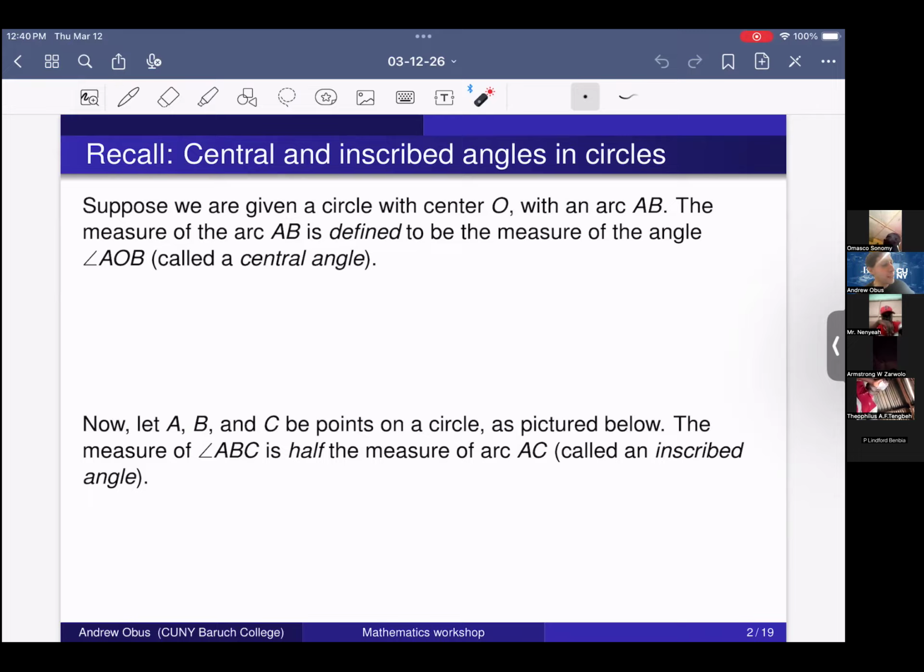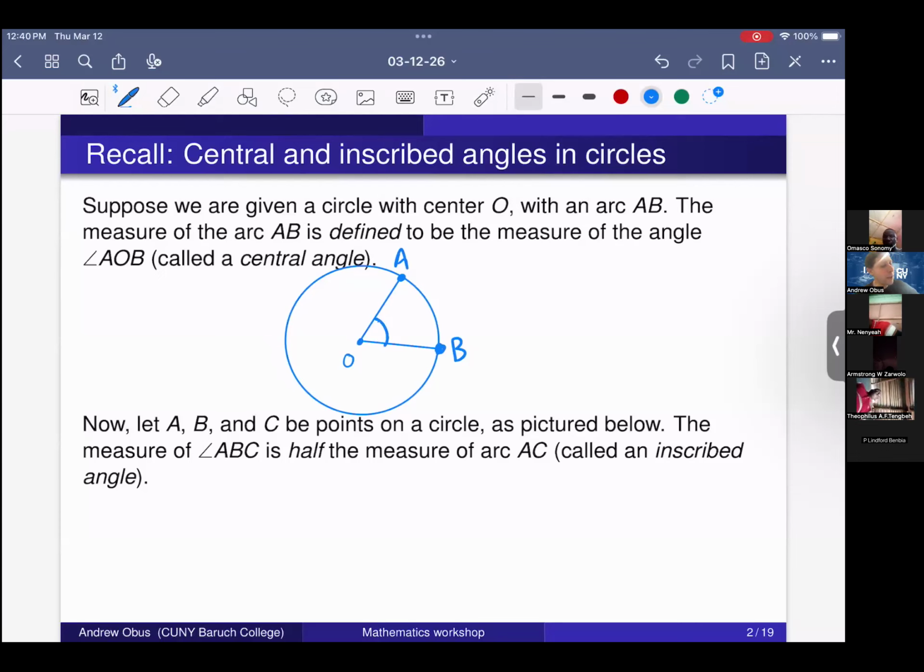So the first case is what's called a central angle. How do you do a central angle? Well, I draw a circle, and the center of the circle is O, and I have an arc that goes from point A to point B, and I draw the angle that connects the center O to point A and to point B. Then this here is called a central angle.